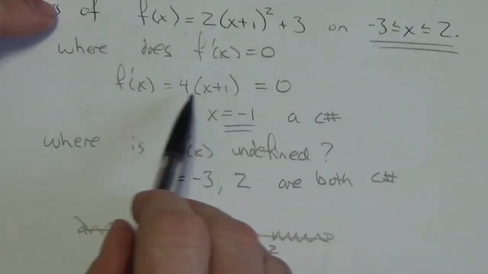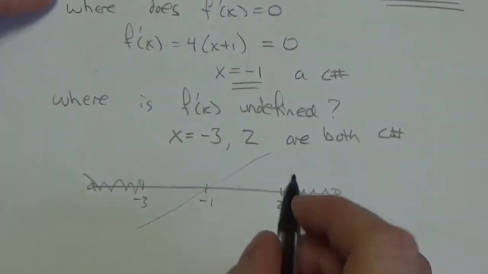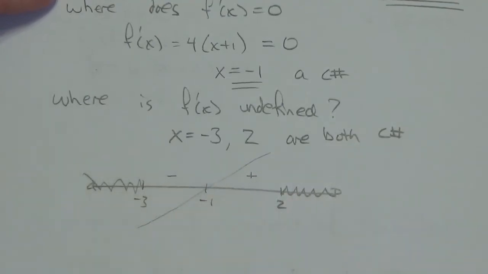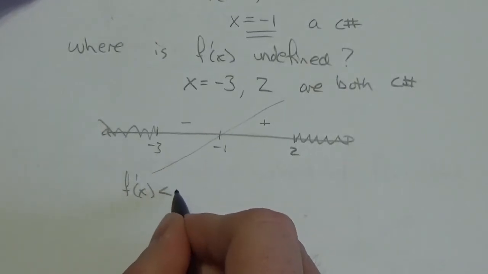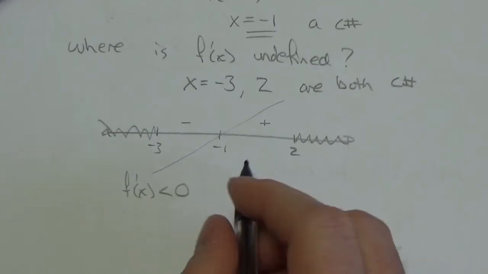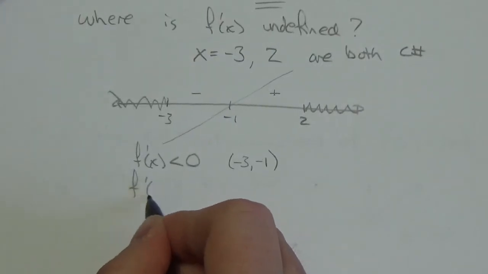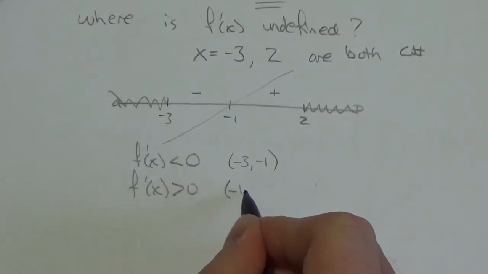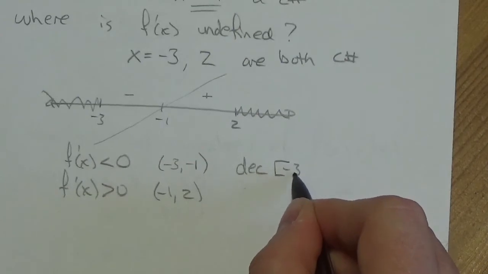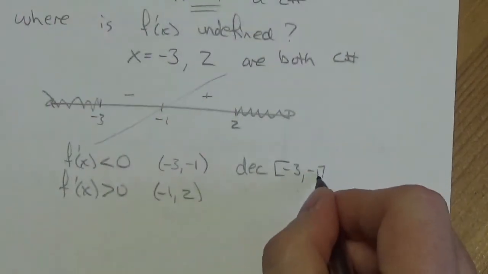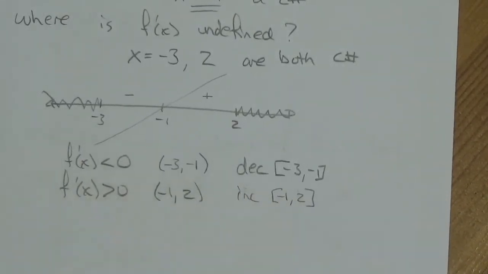Our function here is a linear function with a positive slope, so it goes up. So the derivative is negative here and positive here. The derivative is going to be less than 0 on the interval -3 to -1. The derivative is positive on the interval -1 to 2, meaning that the function is decreasing on the closed interval -3 to -1, and increasing on the closed interval -1 to 2.